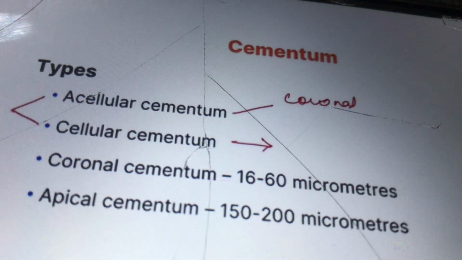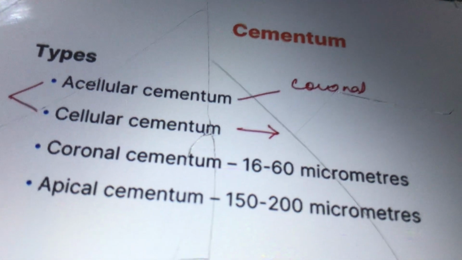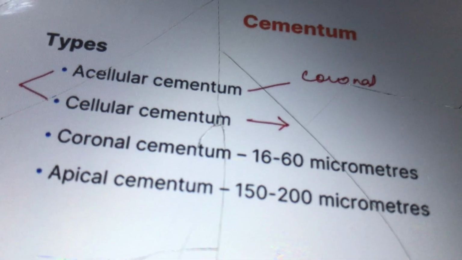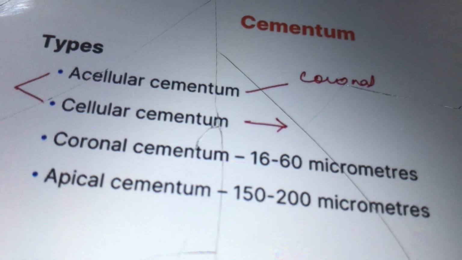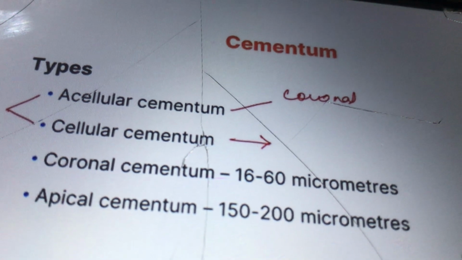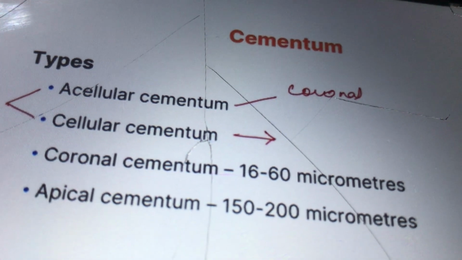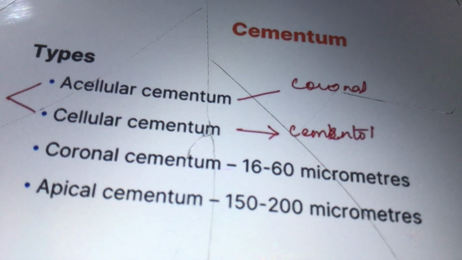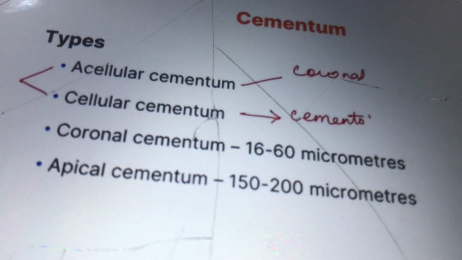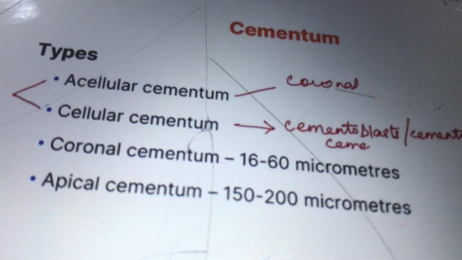Let's look at the types of cementum. Cementum is classified based upon whether it has cells or does not have cells. You can also divide it according to the location of the cementum, whether it is in the coronal portion of the root or in the apical portion of the root. So you have your acellular cementum. By name, it means that it is that part of the cementum which has no cells embedded in it, but the cellular cementum has cells in it, which include your cementocytes and cementoblasts.